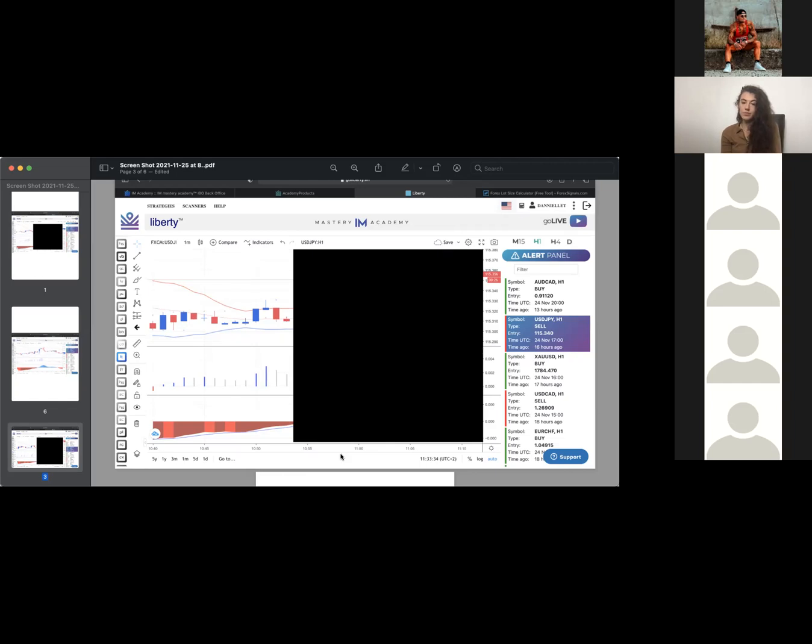But I'm learning how to use that bottom one on Liberty as well, because I'm used to using Pocket Option with the, what's it called, the Scotch and all that sort of stuff. I just pretty much just learned tonight that you could use this in the same way.